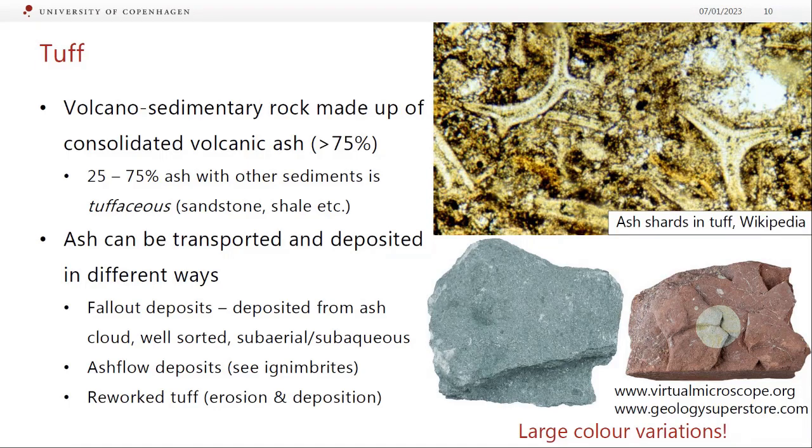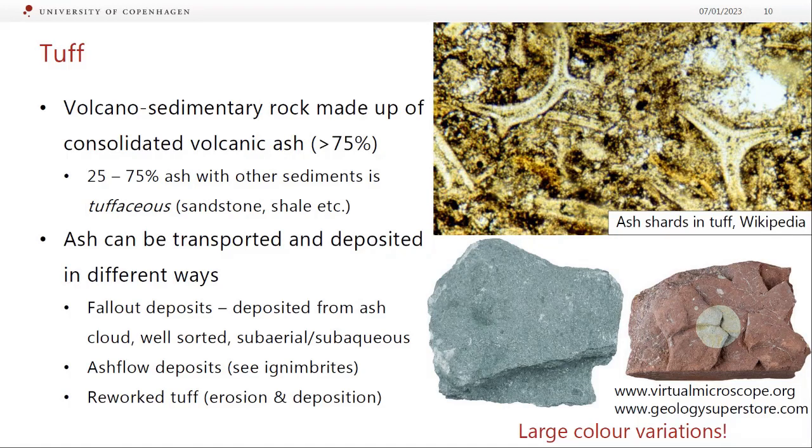Ash can be deposited and transported in different ways, and that changes the name that we would give to these tuffs. The most obvious one is the fallout deposits. That's this ash that's being carried downwind in your plume from a volcanic eruption, and it basically falls out gradually, and the larger grains will fall out first, and the further away from the eruption you get, the finer grains will fall out. So it's very well sorted. It can fall onto land, which would sometimes be called a subaerial tuff. It can fall into water. It could be a lake, it could be in the sea. That might be called subaqueous or submarine for the sea, or lacustrine for lakes. But not too worried about the subdivisions there.